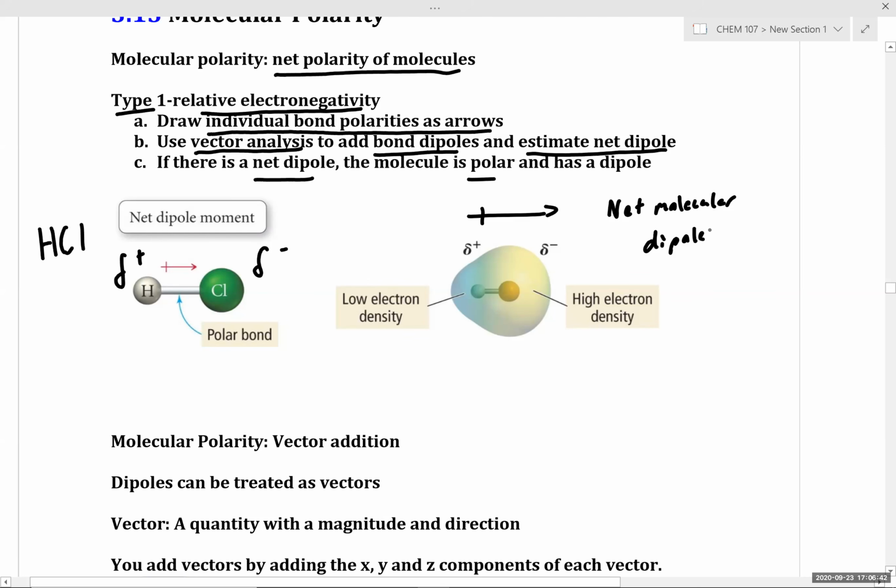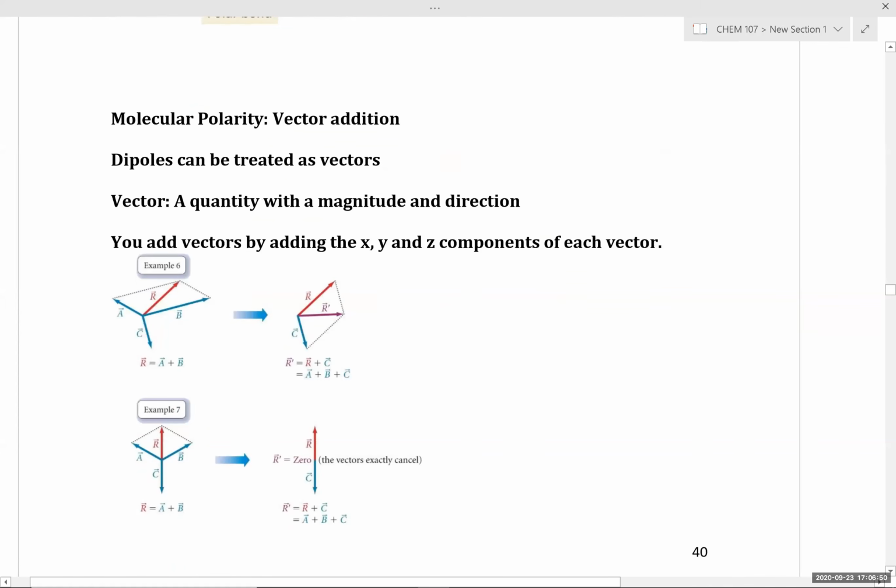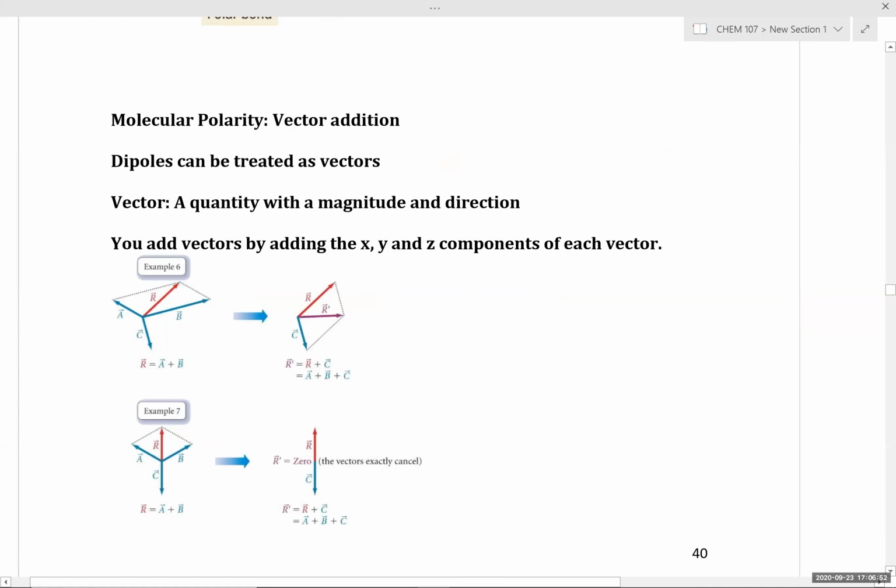Now, this gets a little bit more complicated when we have multiple polar bonds. One trick that we can use is that dipoles can be treated as vectors, which are a quantity with a magnitude and a direction. And we can add our dipoles together by adding their x, y, and z components. It's simpler than it sounds because there's a trick for adding vectors that makes things a lot easier.